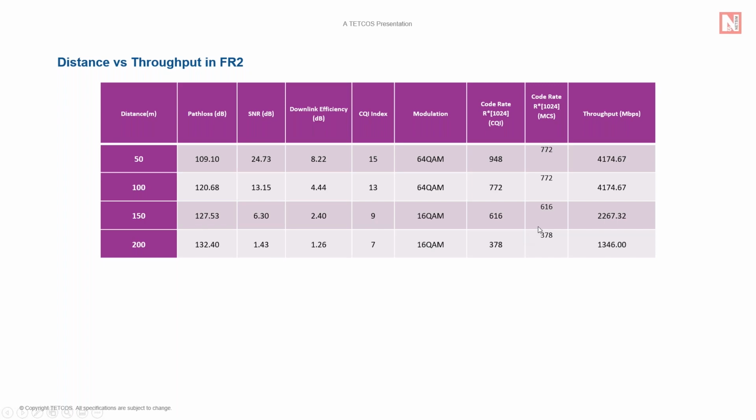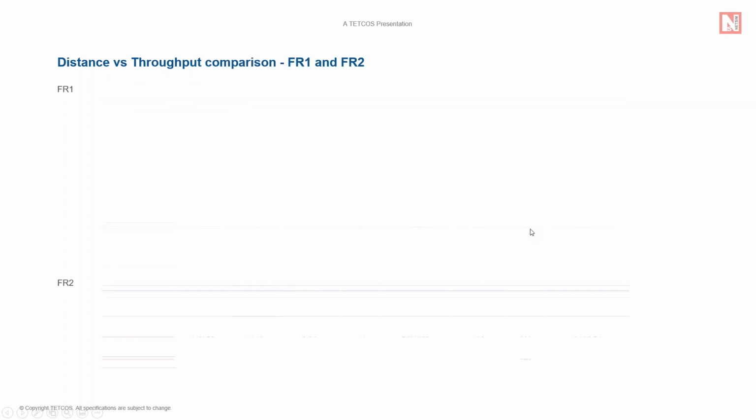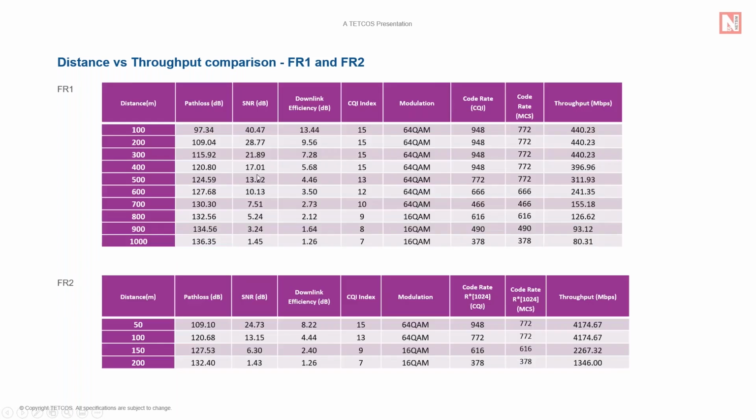And we will now look at a comparison between FR1 and FR2. Both FR1 and FR2 results are shown in the two tables. As explained earlier, we understand that as the distance increases, the path loss increases, which in turn leads to lower received power and lower SNR. The lower SNR leads to a lower MCS, modulation and coding scheme, and thereby results in a lower throughput.